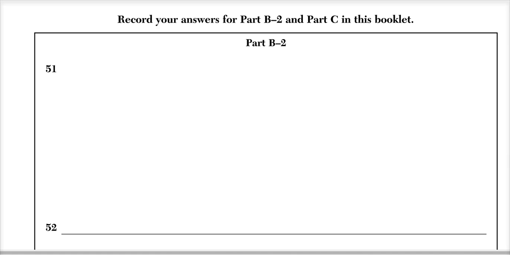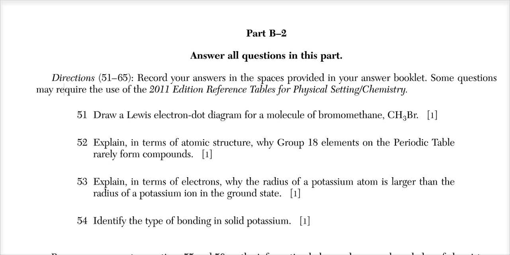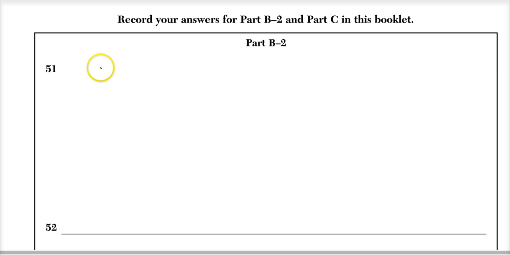So we're starting with 51. Before we answer 51, let's go to the test. Number 51, draw a Lewis electron dot diagram for a molecule of bromomethane. All right, so the organic compound they gave me was CH3Br, and I'm going to draw this Lewis dot diagram.